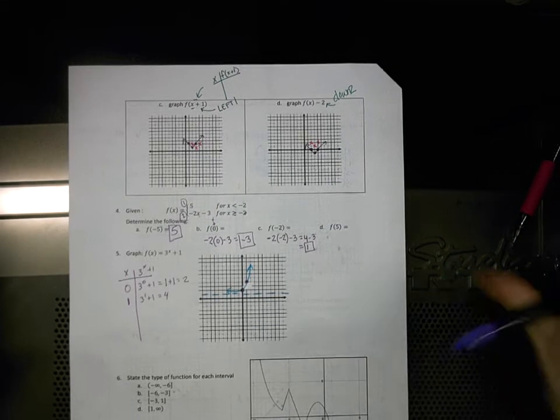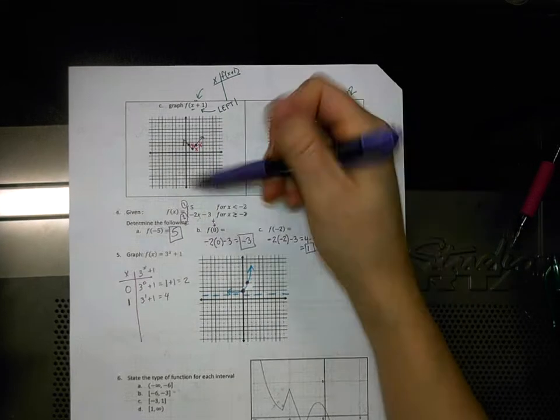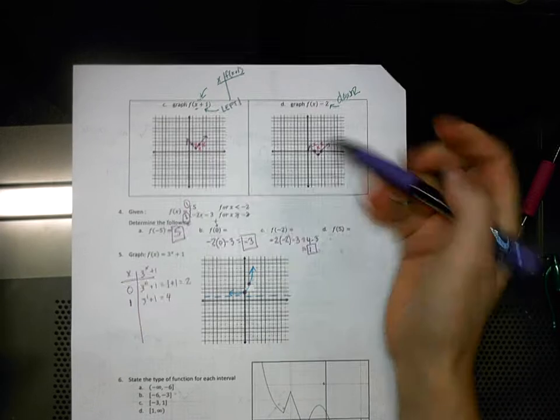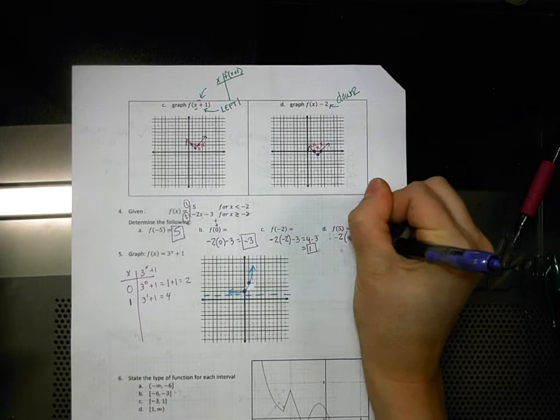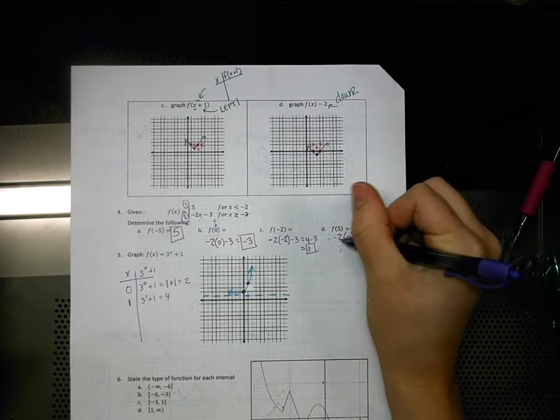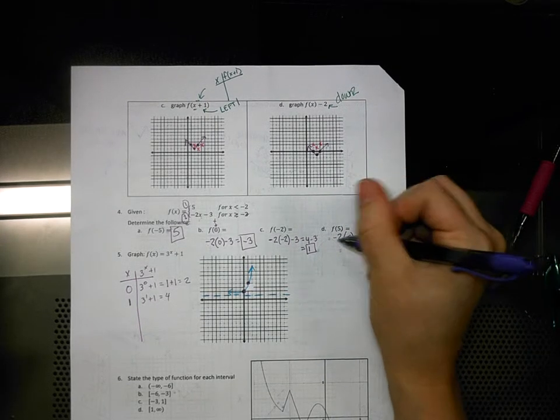Part D, I'm going to plug in 5. 5 is greater than negative 2, so I'm going to use the second function again. Negative 2 times 5 is 10.